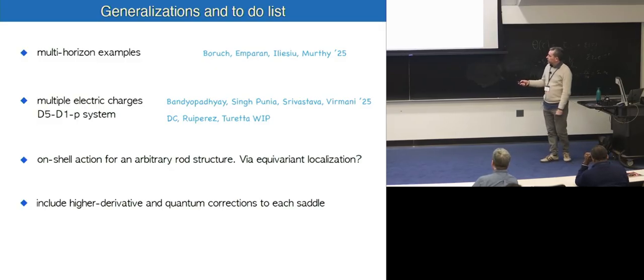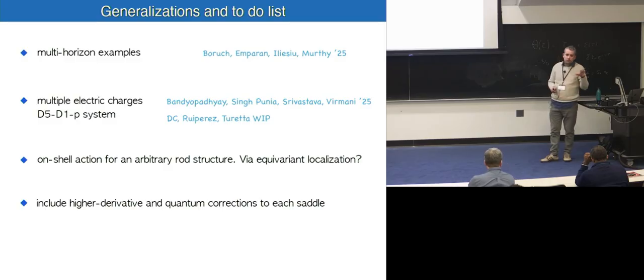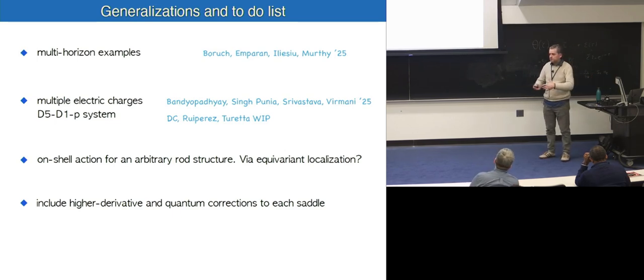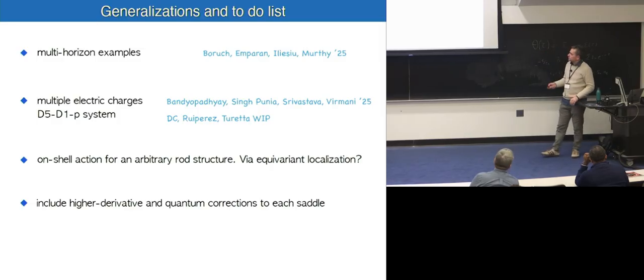Then it would be nice to include higher derivative and quantum corrections to each of these saddles to have a deeper insight into the quantum gravity regime. So far, we are just trying to classify the saddles, trying to see what is the form of the saddles of this index and if they can compete. But of course, it would be nice to also compute the quantum corrections.